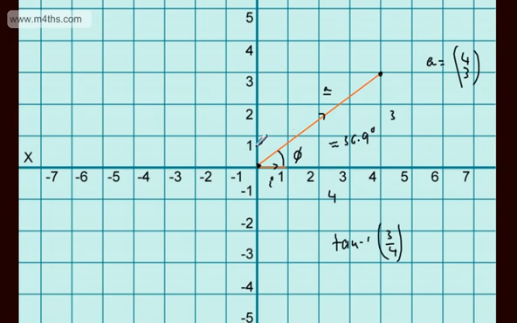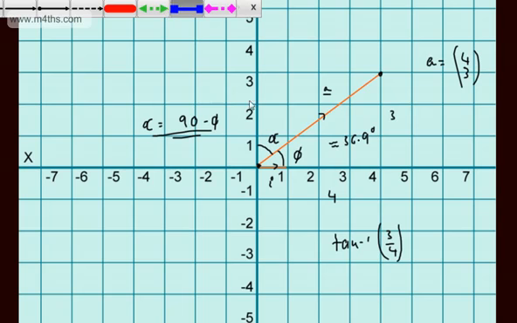And of course, if we consider the angle that it makes here, and if we call this alpha, we can say that alpha is going to be equal to 90 minus theta. So the angle that it makes with the j direction is going to be 90 minus that value. So you can see when we're working with vectors, we can also consider the angle.